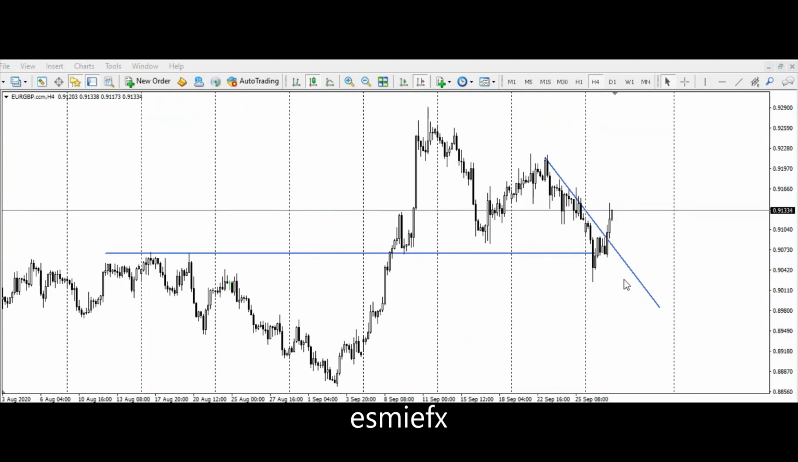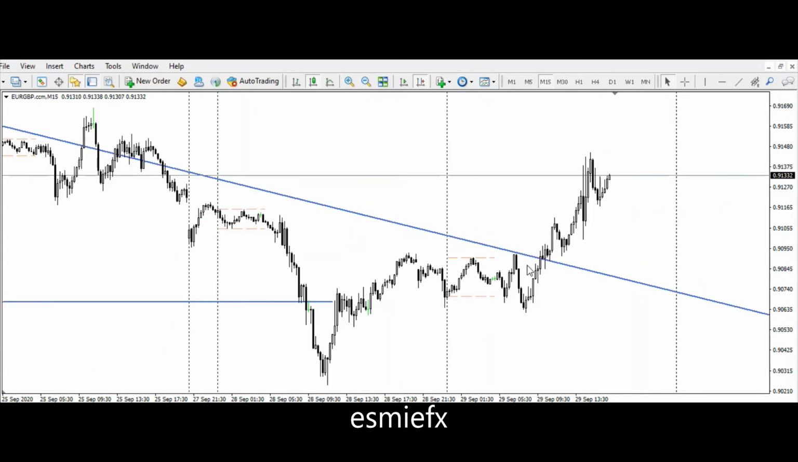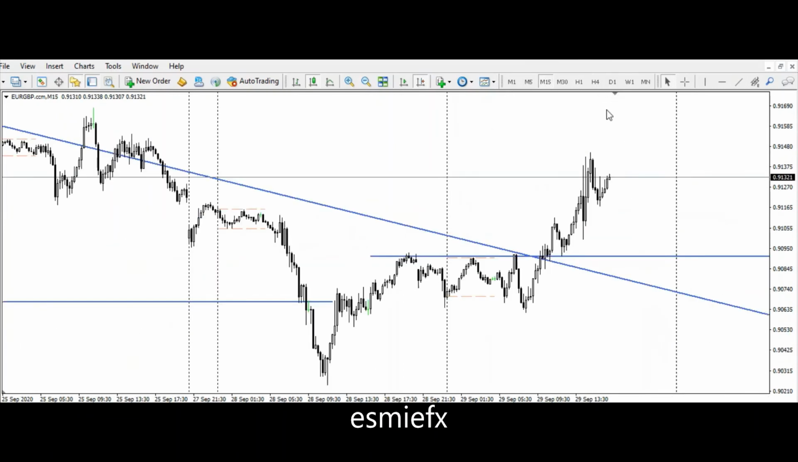EURGBP today broke the trend line. Moving up. So it broke here. This is the part that it broke, and then it's moving up. This part here broke the structure here and moving up.